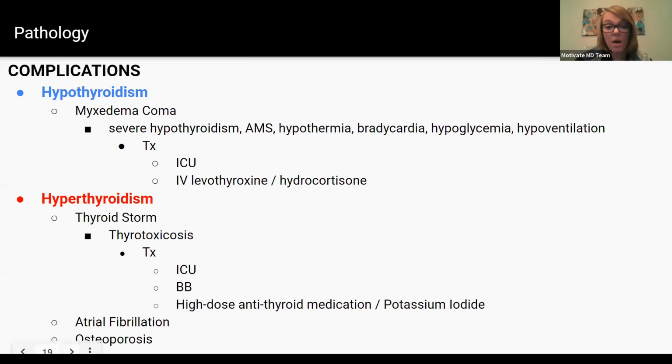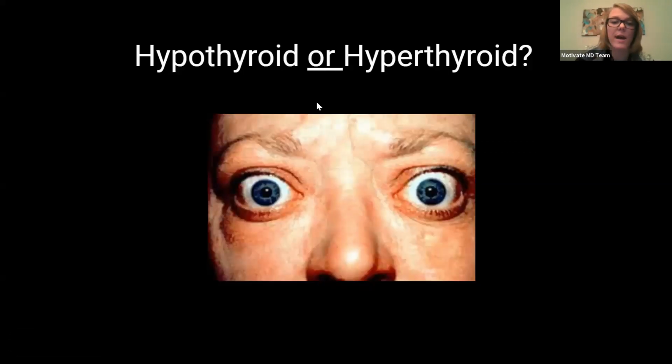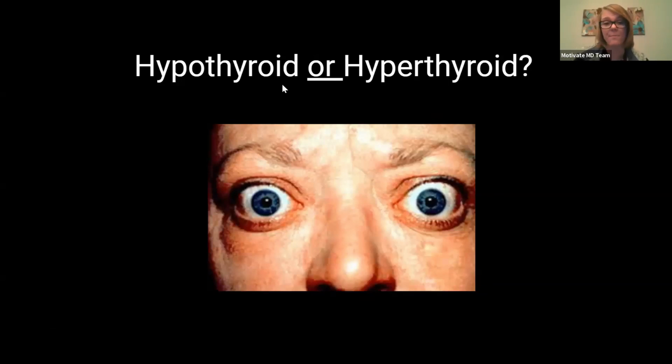All right, so I have a poll for you guys. For the next few questions, what I'm going to ask you is whether this is hypo or hyperthyroidism, okay? So these should be fairly straightforward, hopefully. Let me launch this poll for you. All right, feel free to answer this one. I'll give you guys about a minute or until I see everybody has joined.